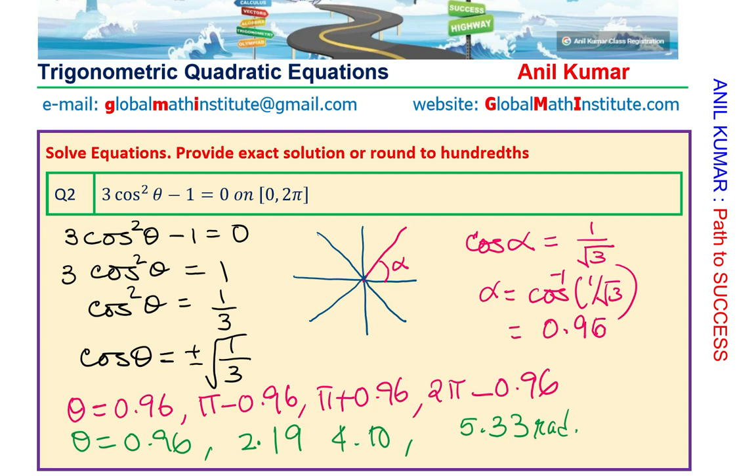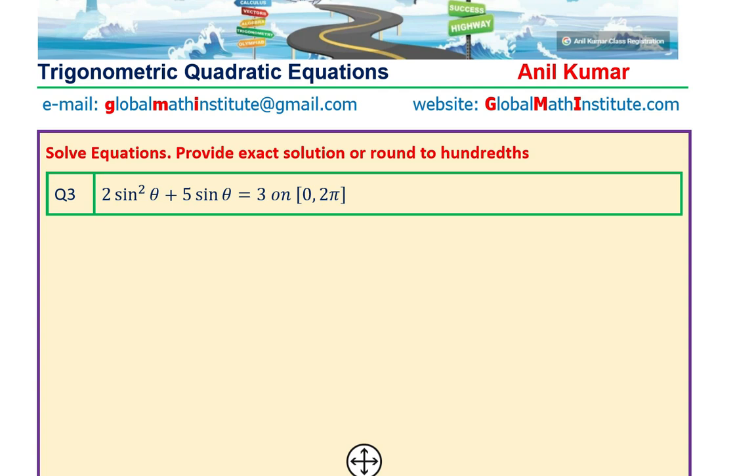So we have seen two examples in one. We use the special triangle, and here we use the calculator, rounding our answers to the nearest hundredths. So now here is question number 3 for you. We have similar equations, but this time in sine, right?